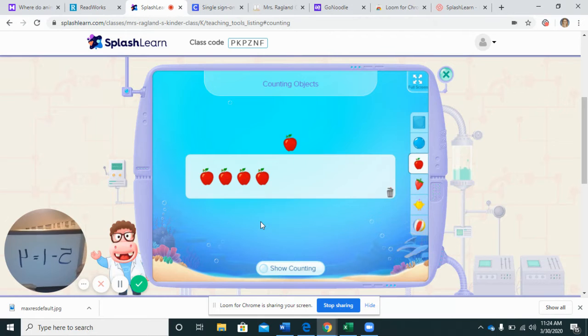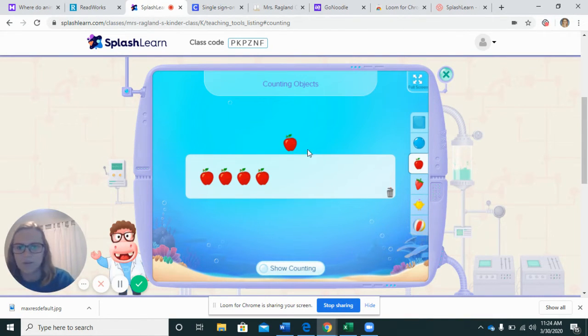And after you write this problem down, I want you to read it out loud. You should say 5 minus 1 equals 4. Okay.